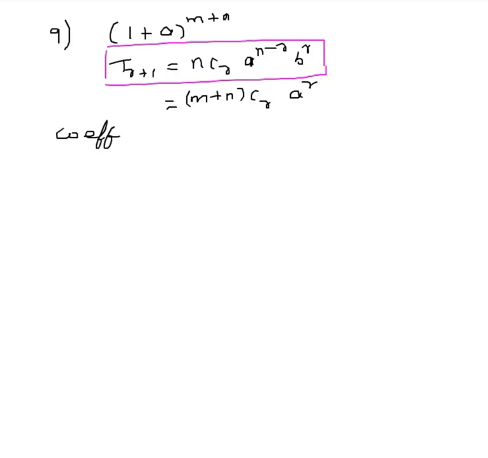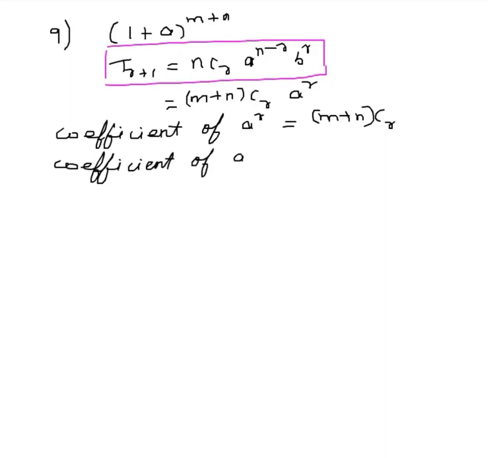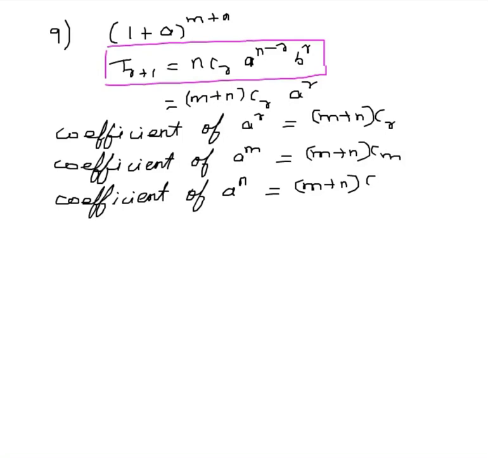Coefficient of a power r is m plus n CR. We need coefficient of a raised to m, which will be m plus n Cm. Similarly, coefficient of a raised to n will be m plus n Cn.